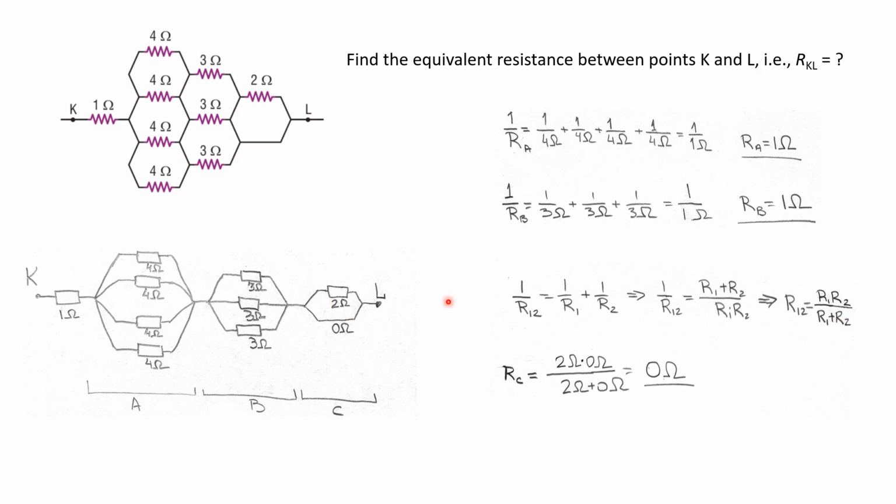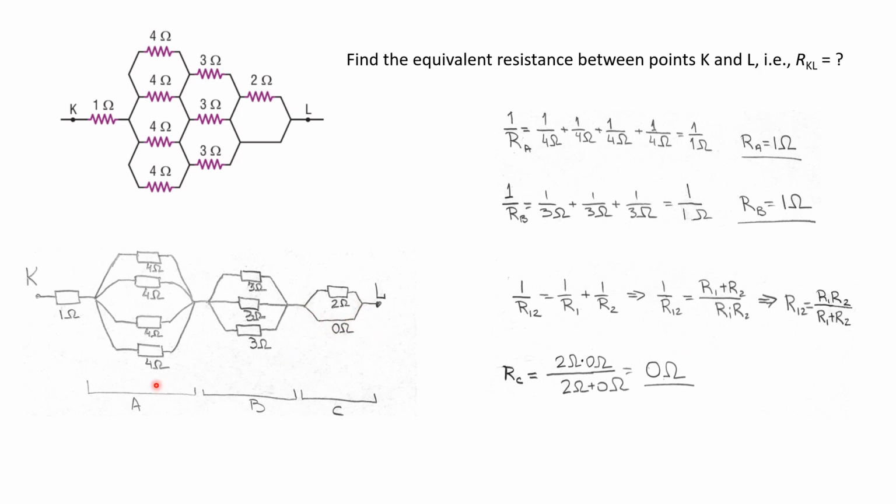Now we can just use this formula, right? So you have 2 ohms times 0 ohms divided by 2 ohms plus 0 ohms, which is 0 ohms. Okay, and it kind of makes sense because if you have a current here, current always follows the path of least resistance. All the current is going to go through here, through the 0 ohm, right? So there is no resistance.